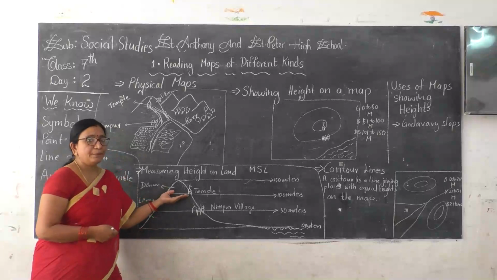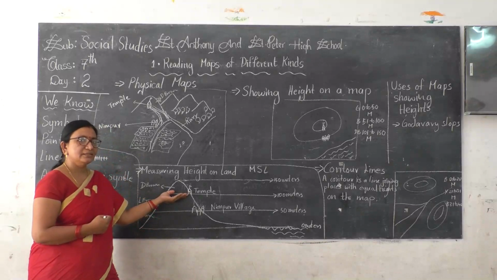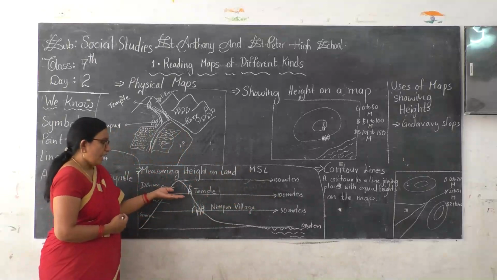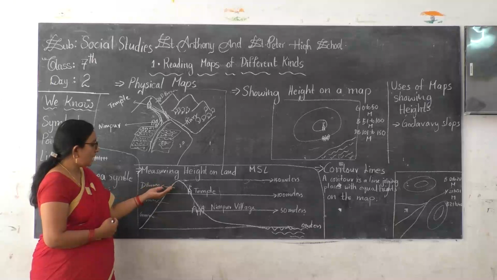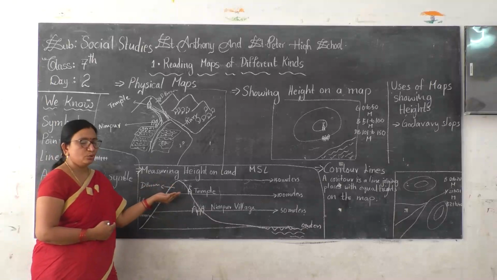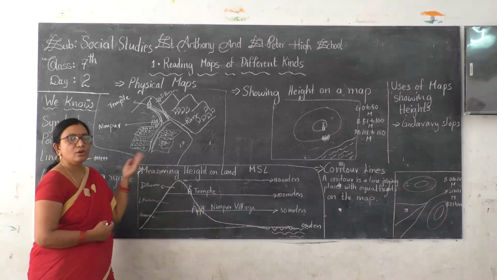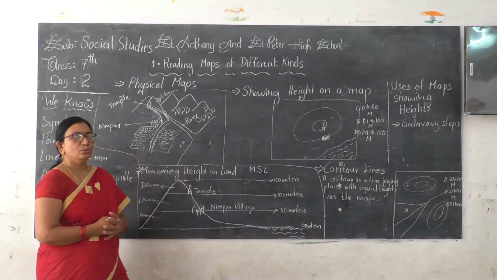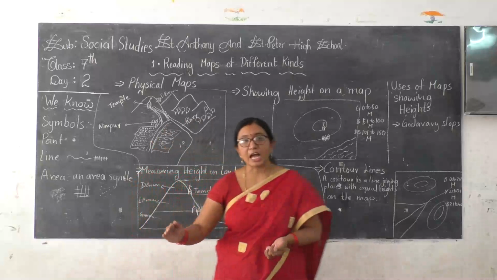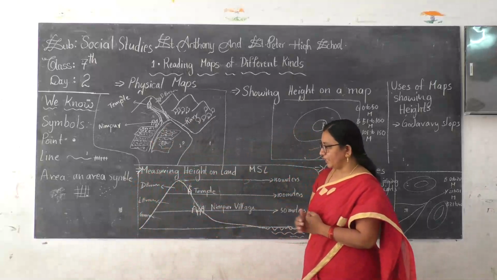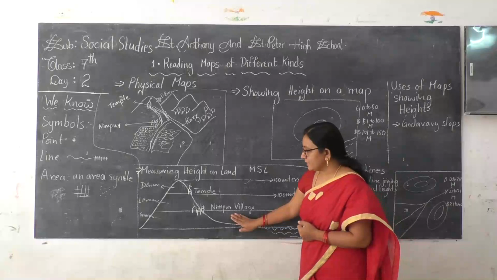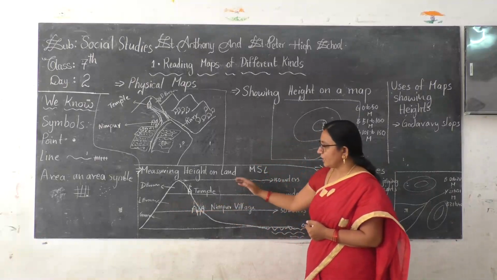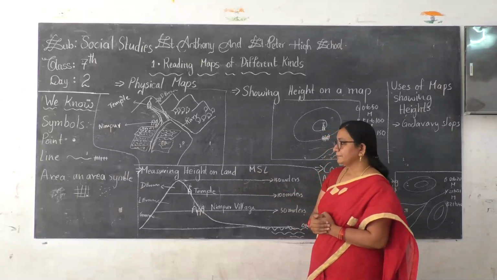So where is the temple now? At what height? Yes, it is at 100 meters. Now above 100 meters, dark brown color shade is used to show the highest peak of the mountain. So we can see different colors are used to show the different heights of the Nimpur village. The first is green, light brown for this height and dark brown for this height.